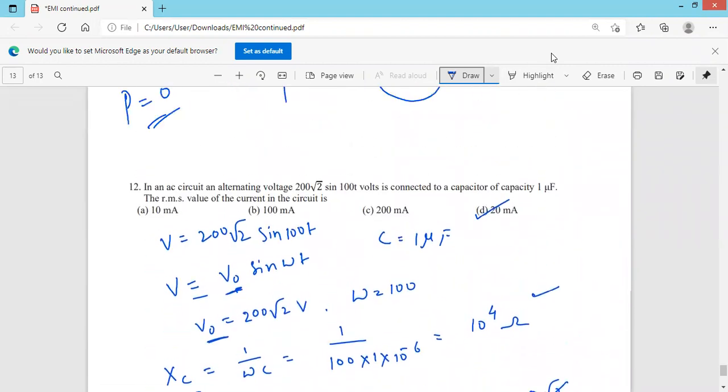So this was about a few questions related to the concepts of the circuit containing a pure resistor, a pure inductor, and a pure capacitor.